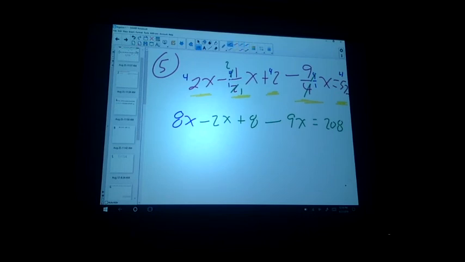Let's combine like terms. So this and this are all like terms. What do you think? Does that make sense to say that? So 8x minus 2x, 6x? What is 6x minus 9x? What's 6 minus 9? 3. Is it positive or negative? Negative. So I get negative 3x. And then I have that plus 8 that comes down for the right equals 208. Does that seem okay? Question, how many terms do I have now? 3. Because I was able to combine like terms, I was able to go from 5 terms down to 3 terms.